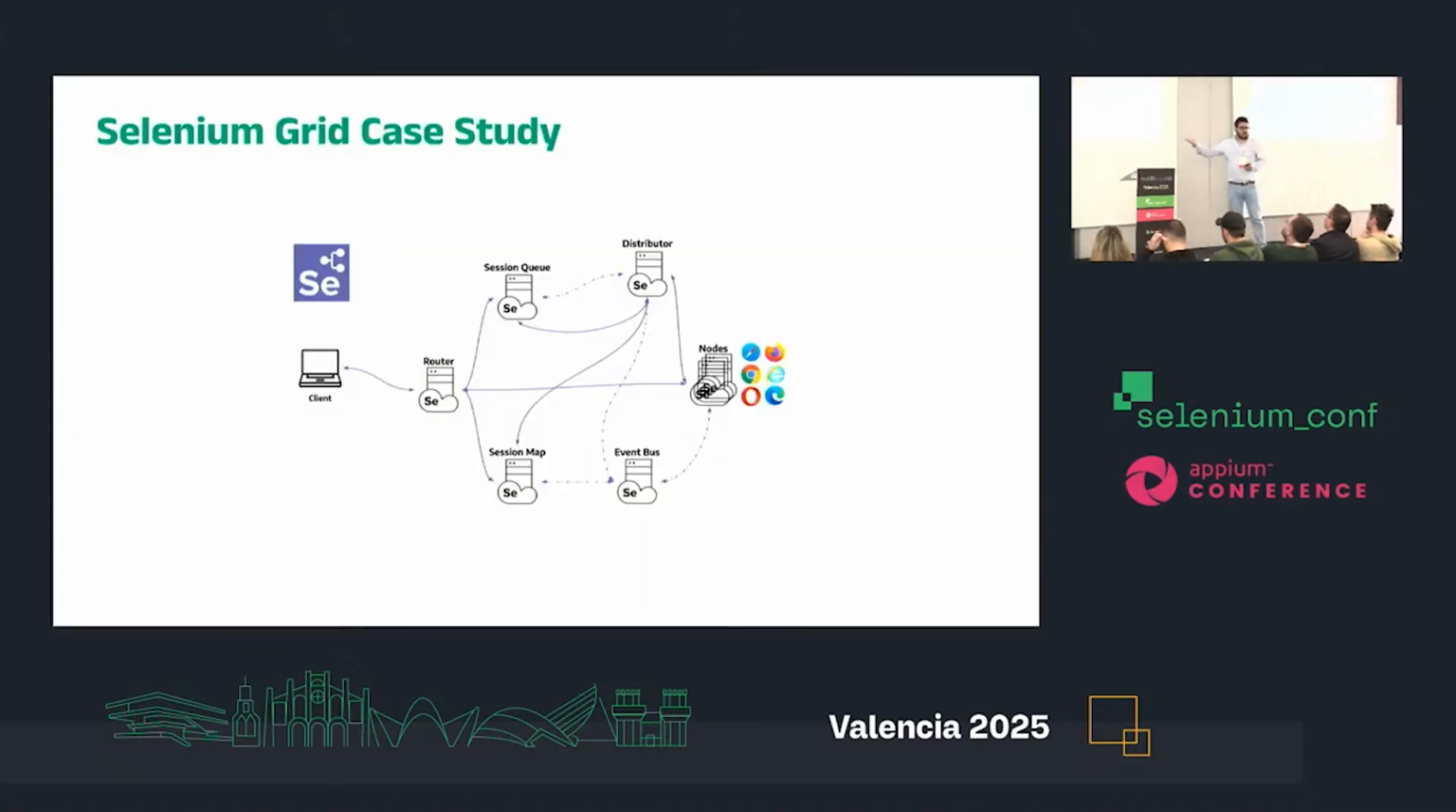Now, why am I talking about observability? The main topic is Selenium, right? So Selenium Grid is our case study. It's a complex system, right? In the new architecture, we have a lot of components: the queue, distributor, router, session map, event bus. There are a bunch of them.